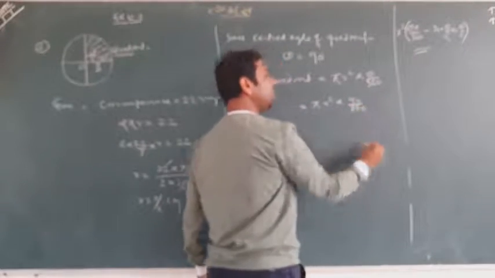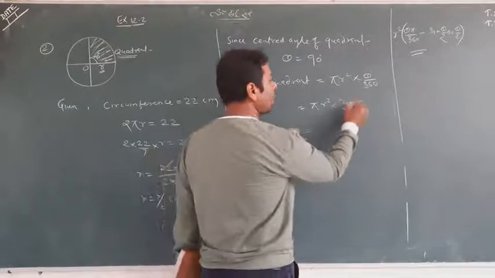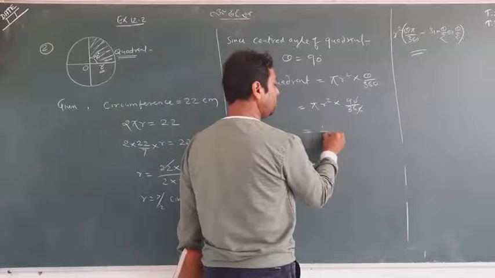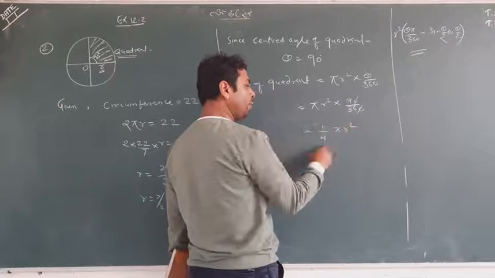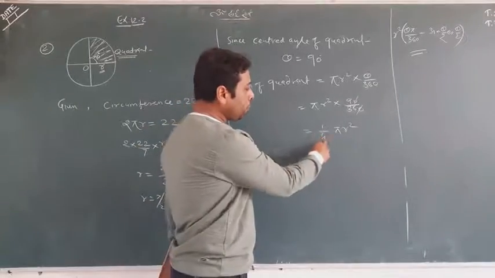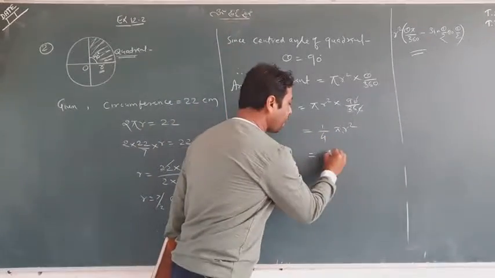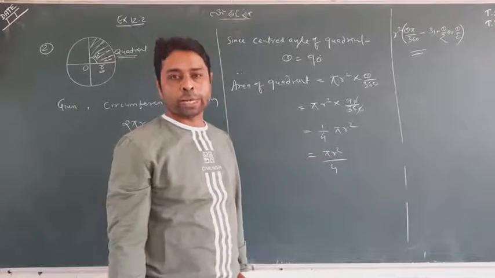So please make it correct. Theta upon 360, 90 upon 360. So after cancellation, 9 fours are 9, 9 fours are 1 by 4 pi r square. Let me say one thing: 1 upon 4 pi r square, or pi r square upon 4, is itself a short formula for the area of a quadrant of a circle.